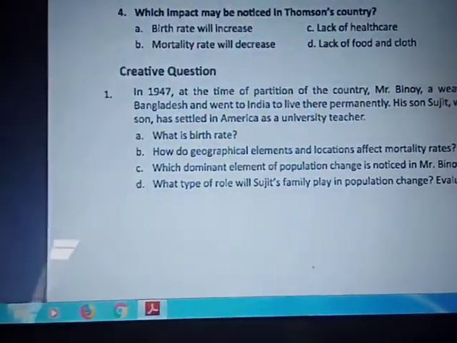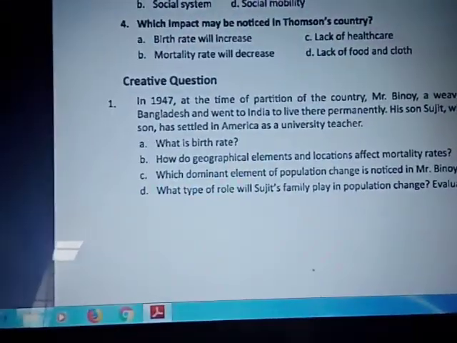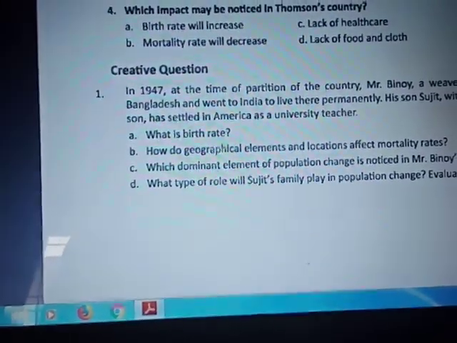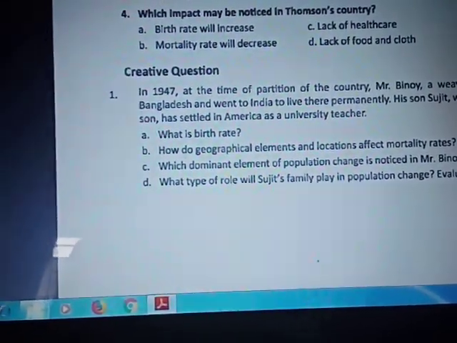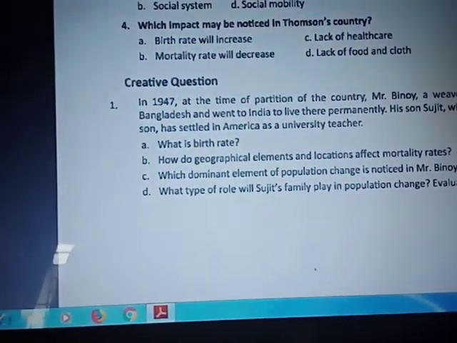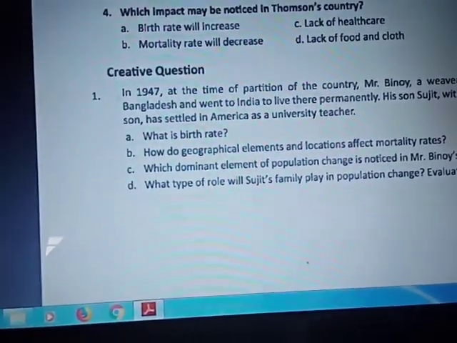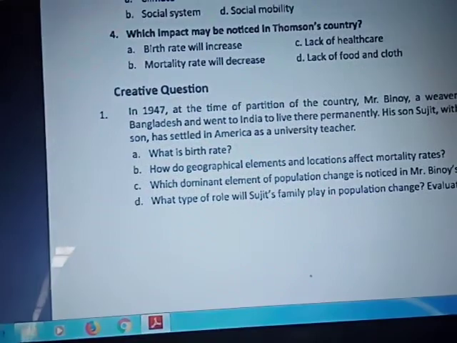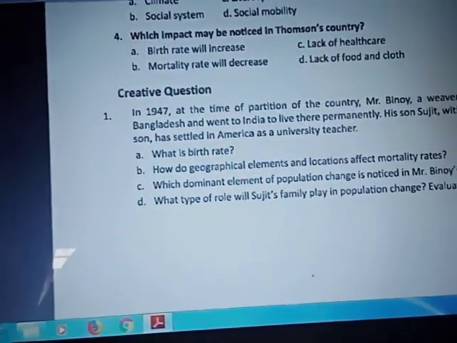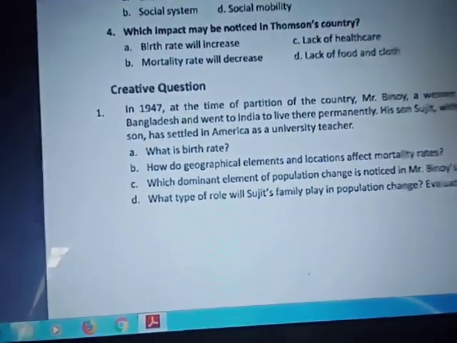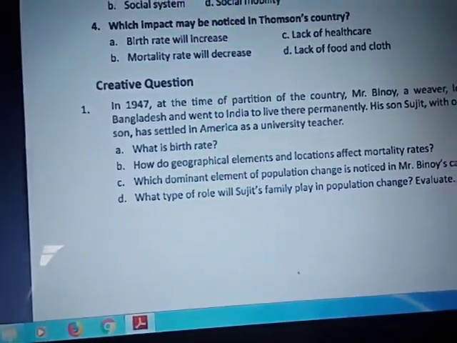What type of role will Mr. Sujit play in population change? Population change is nowadays a common phenomenon in every country. The dominant elements for change of population are birth rate, mortality rate, migration, marriage, social mobility, and so on. In the above extract, Sujit with his son has settled in America. We can see that Sujit's family plays an important role in population change, and he has only one son, so it seems that he is conscious of the growing rate of population.